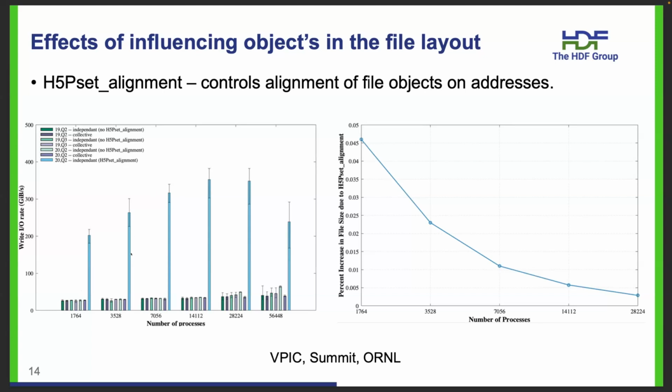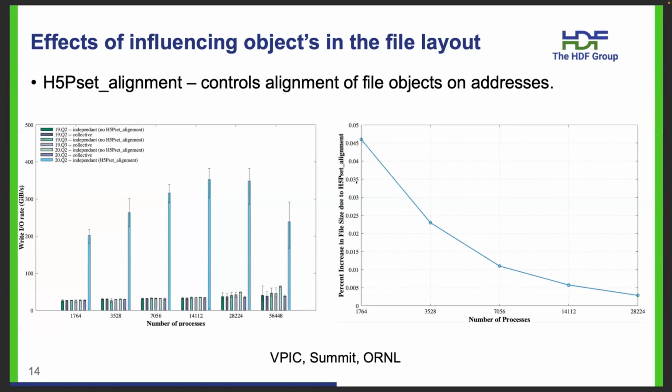We don't see this type of dramatic improvement on Lustre as we saw in GPFS. So it's always good to set the alignment if you can. Usually, that can increase your file size, and that's also important. Here I monitored, versus the number of processors, the percentage increase of the file size just due to setting that alignment.